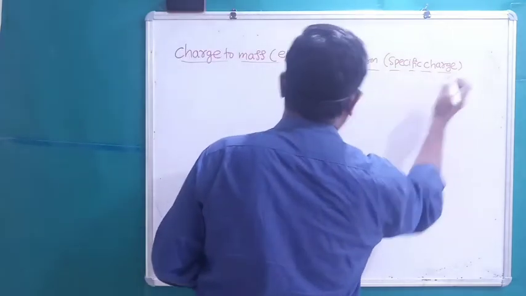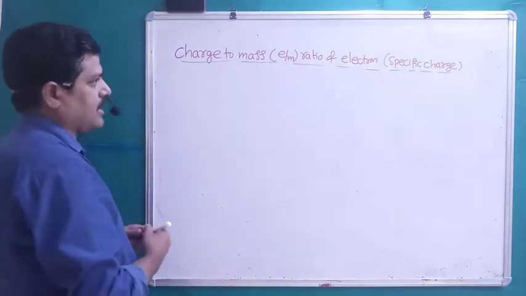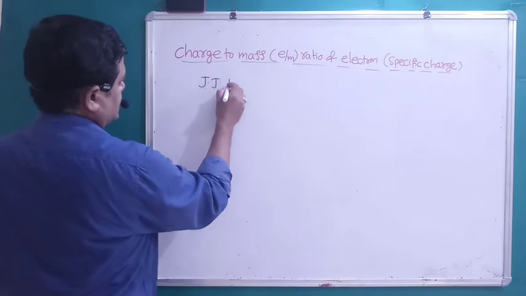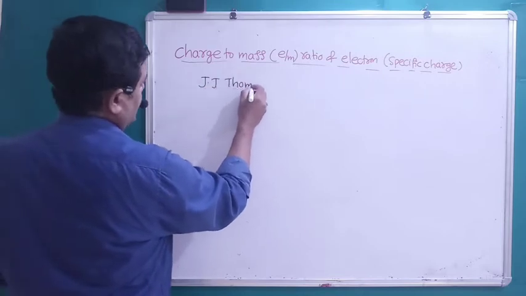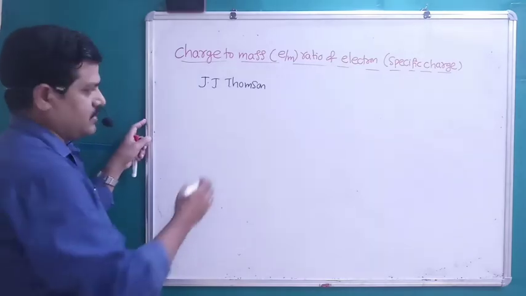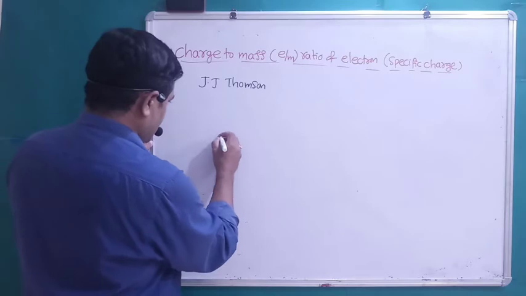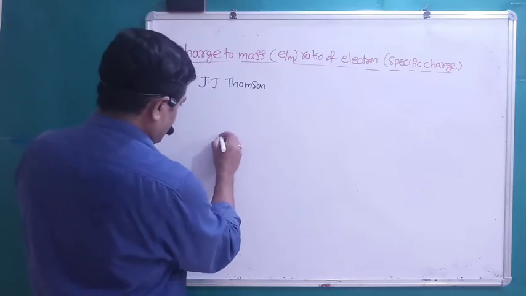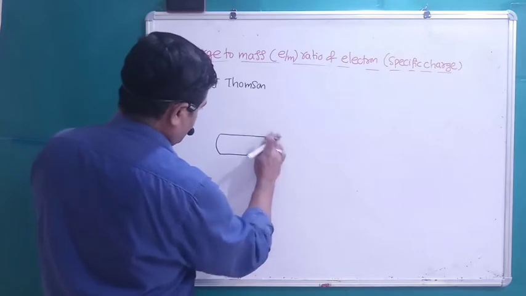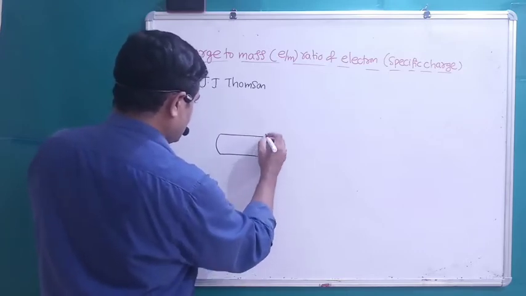For the first time, the charge to mass ratio of electron has been calculated by J.J. Thomson. The experimental setup will be similar to that of the cathode rays discovery, right? A cylindrical hard glass tube is taken, which is known as CRT.